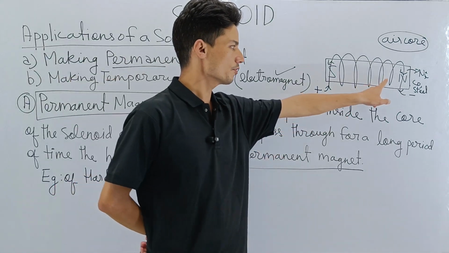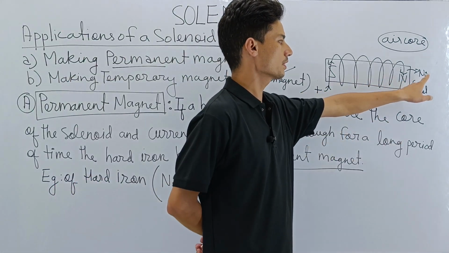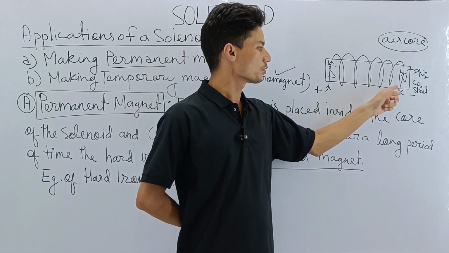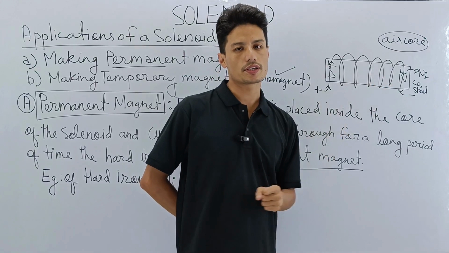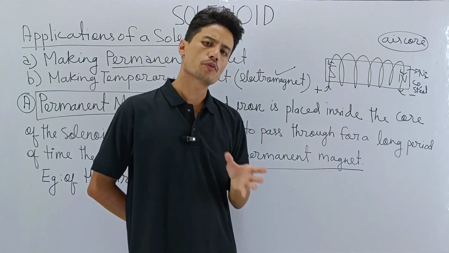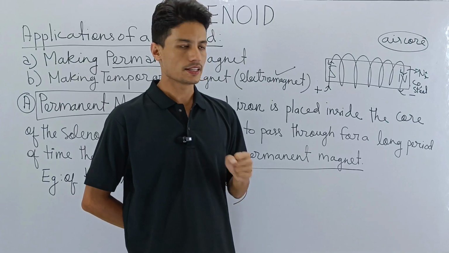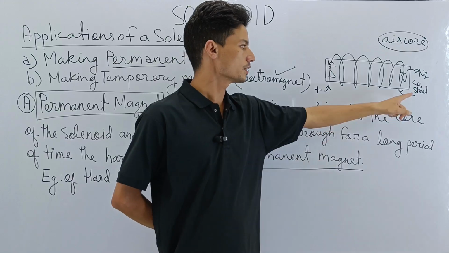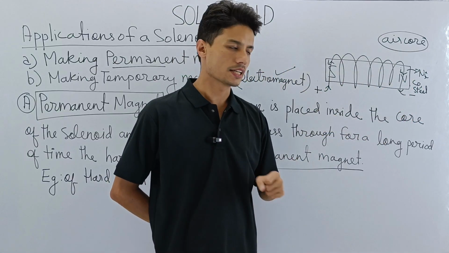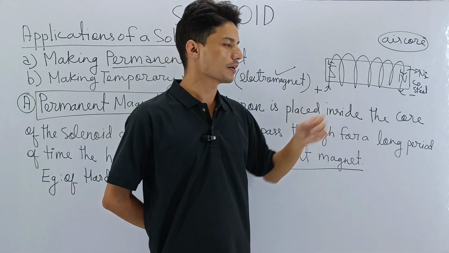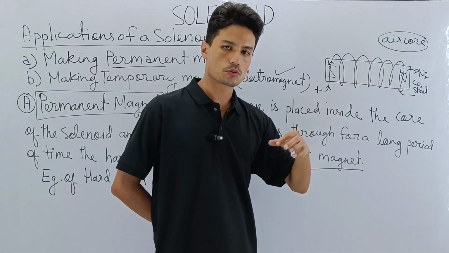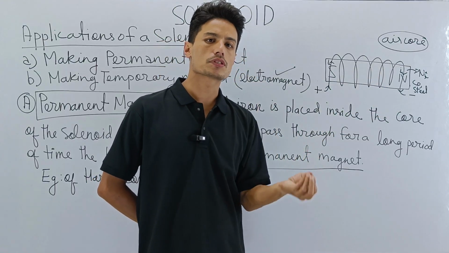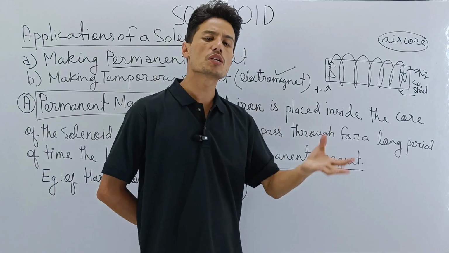So when the core is made up of nickel, cobalt, or steel, if we use a nickel rod or cobalt rod or steel rod as the core of the solenoid, and allow current to pass through it for a very long period of time, then what will happen? This cobalt rod, this steel rod, and this nickel rod will become magnetized. They will get magnetic properties, start behaving like a magnet, and will not easily lose their magnetic property.